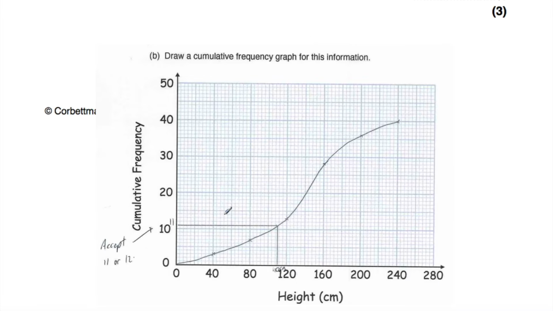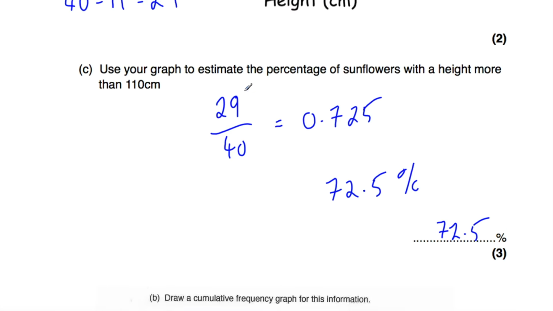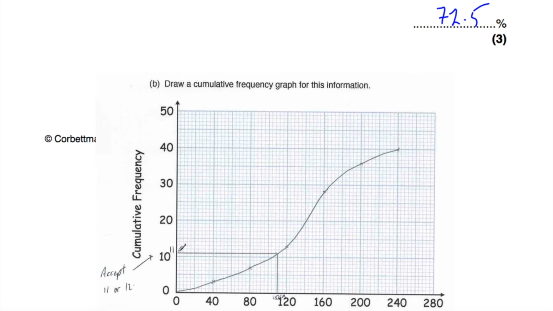And just checking on the website, I got 11 as well for the number of sunflowers with a height less than 110 centimeters. We would then take that away from 40 and get 29, and then we get the same percentage as 72.5%. If whenever you done this on the website, you went up and across and you got to 10, that would have meant that 30 sunflowers would have a height greater than 110 centimeters. And then as a percentage, that would be 75%.